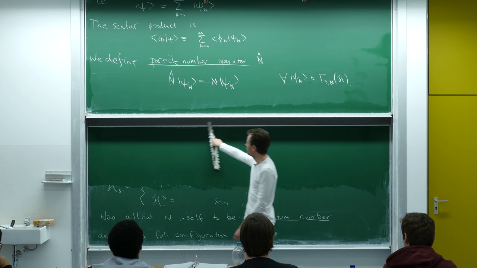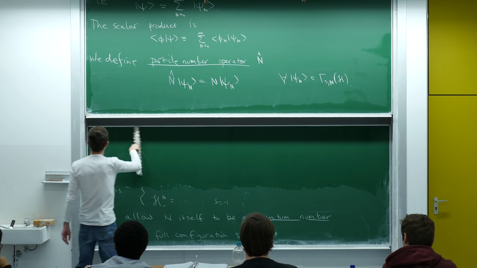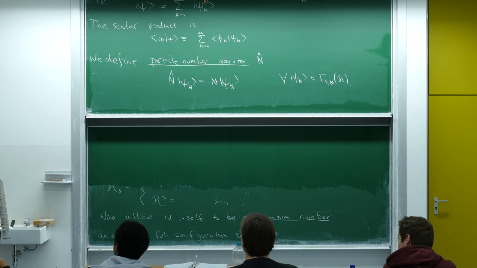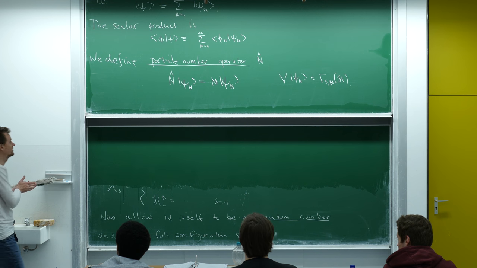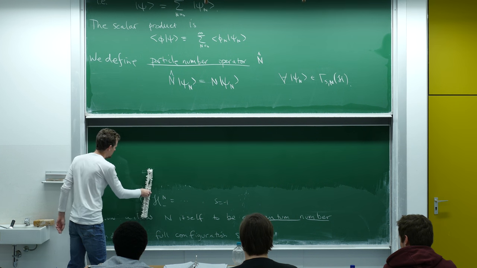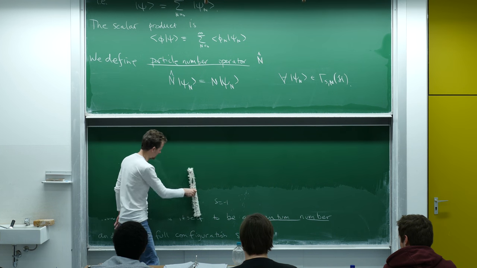The really lovely thing about Fock space is it combines two notions of naturalness into one. It's one of these moments when maths and physics converge and both notions agree. So there's a notion of naturalness in mathematics expressed in something called category theory.